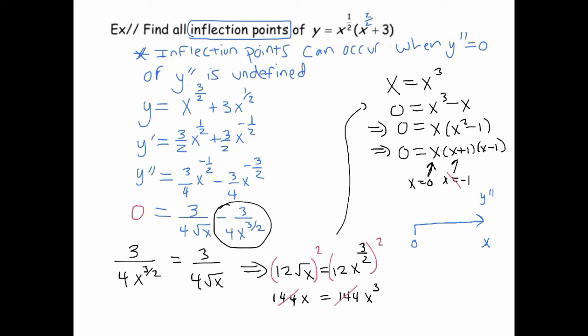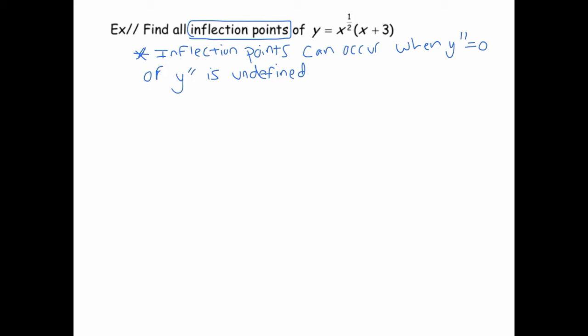And then the last one, x equals 1, is actually what we need to put on our number line as well. So we'll put a 1 here. Alright, so we're almost there. We just have to analyze the second derivative on the interval 0 to 1 and 1 to infinity.